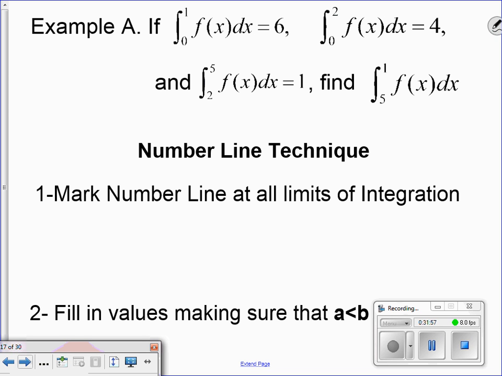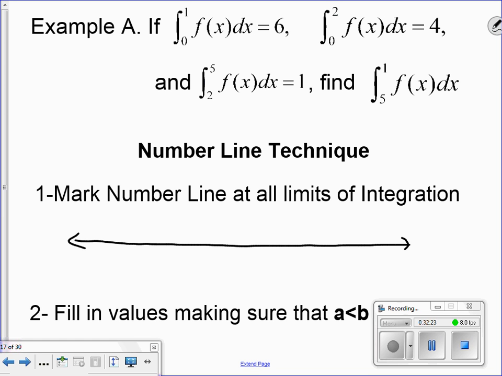So let's say you're given the values of different definite integrals, like from 0 to 1, it's 6, from 0 to 2, it's 4, from 2 to 5, it's 1, and then they ask you to find some other definite integral. You're going to use something called the number line technique. You draw a number line, and you mark it off at all limits of integration.